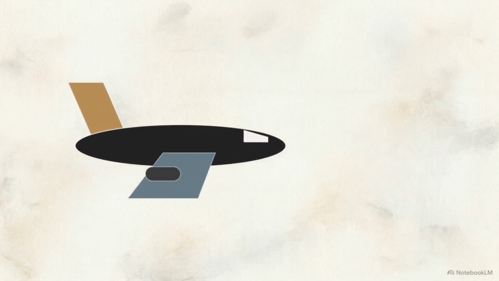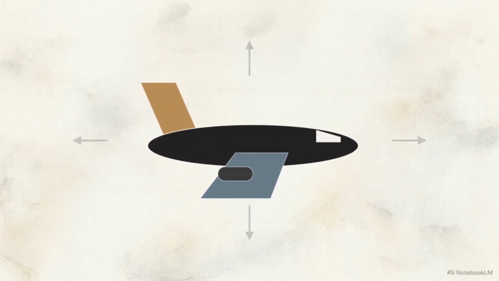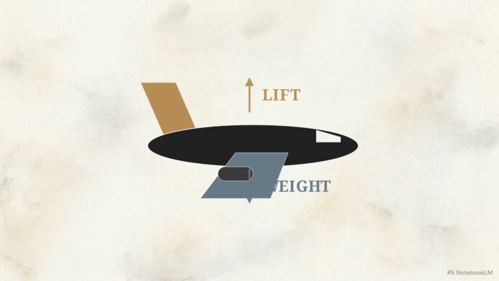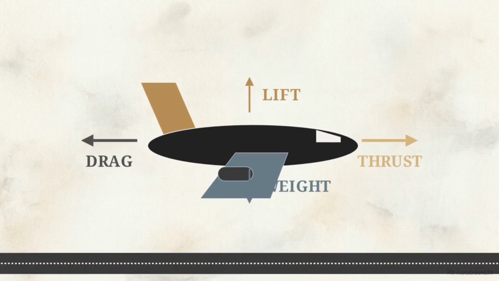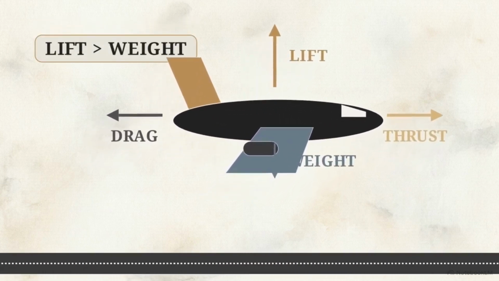Once a plane is off the ground, it enters a constant, invisible tug-of-war. The air around the aircraft pushes and pulls it in 4 different directions at once. Lift pushes the plane up, weight pulls it down, thrust drives it forward, and drag holds it back. To get that metal giant off the runway, the force pushing up has to overpower the force pulling down.